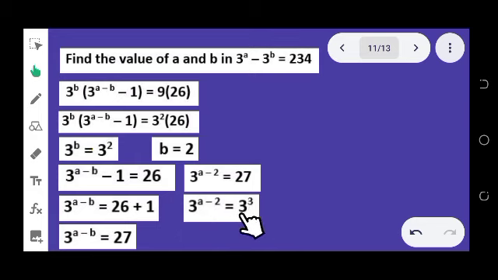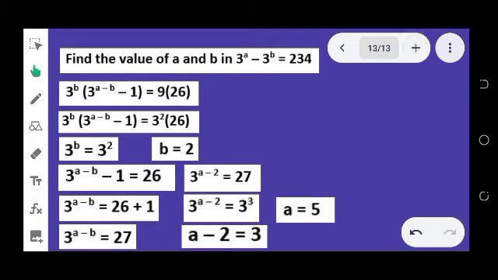These are now in base 3. Cancel the common base. We are left with a minus 2 equals 3. And finally, we can solve for a, and that is a equals 5. And this is now our answer.